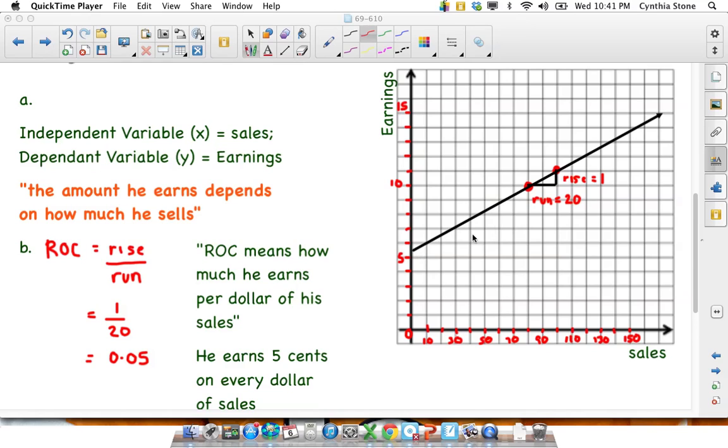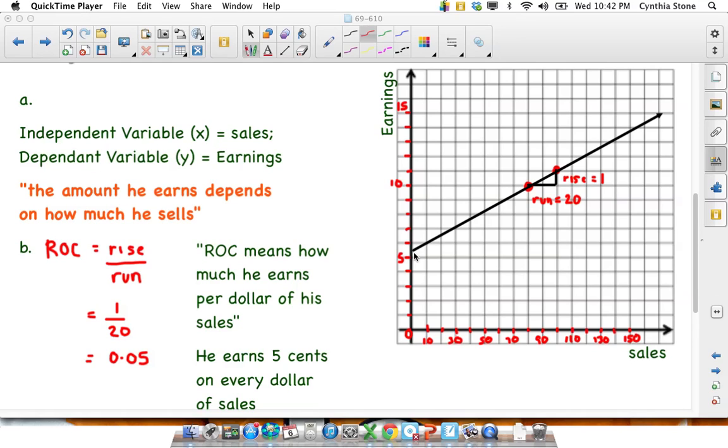From there, I made just this line, this black line right here, to be the graph. And notice I had it stop here because he's not going to have negative sales. So I made it stop right there. Although sometimes you make the line go on forever in each direction, but I actually stopped that one on purpose.